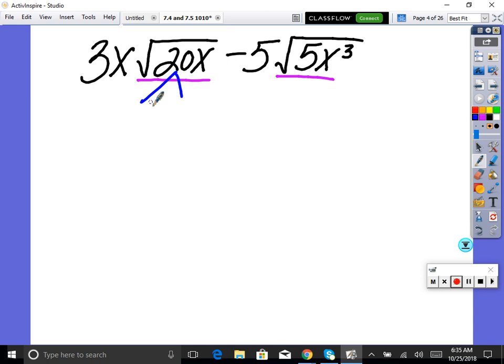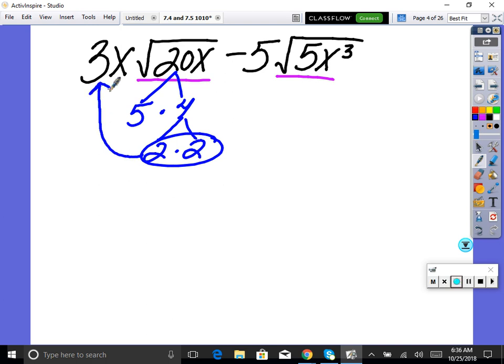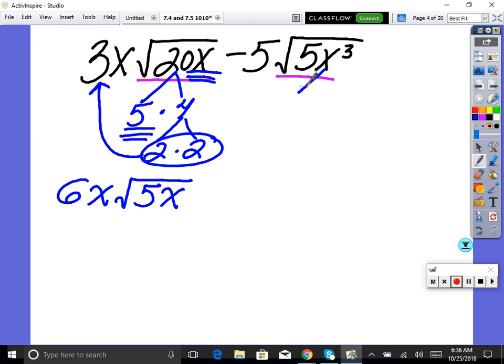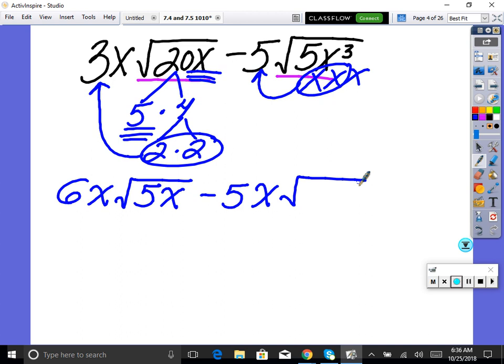So look, this simplifies. That would be 5 times 4, 2 times 2, so we pull out a 2. Now watch, what's already on the outside, you multiply it to that. So now we have 6x root 5x. Then right here, x cubed is x times x times x, so we'll pull out an x, won't we? So then we have minus 5, now we have times x, square root of 5x. So now look. Here's the thing, guys.